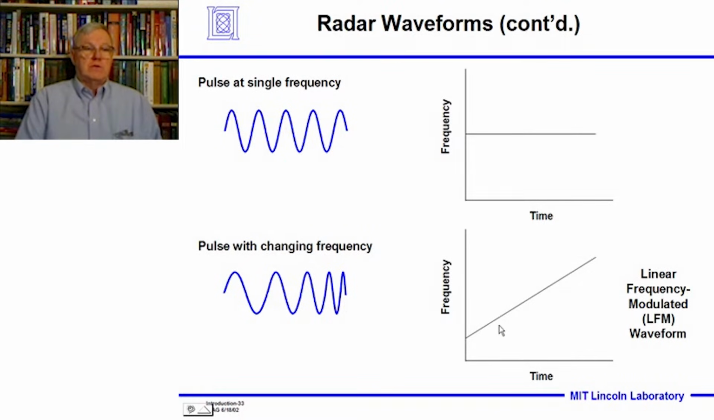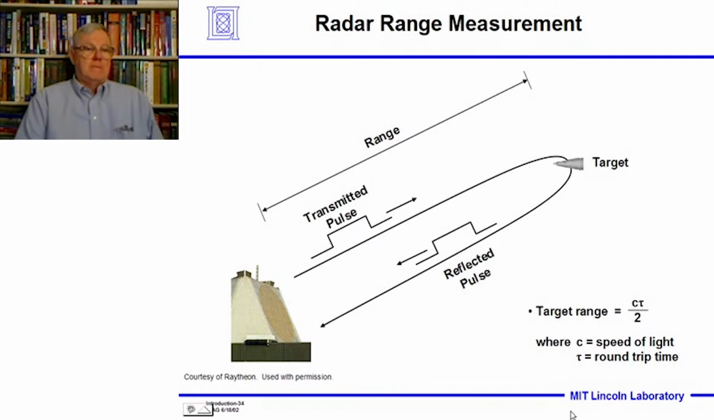And here's a visualization of that. And that is happening linearly. The frequency increases linearly along this length of time that we're transmitting. And that's called a linearly frequency modulated waveform. We'll talk about that later and why we use it, but I want to bring in the definition now.